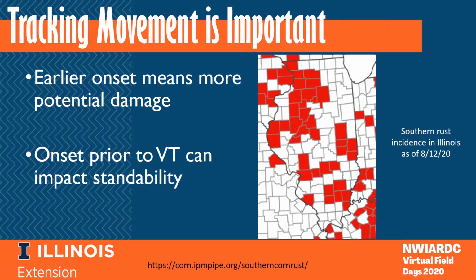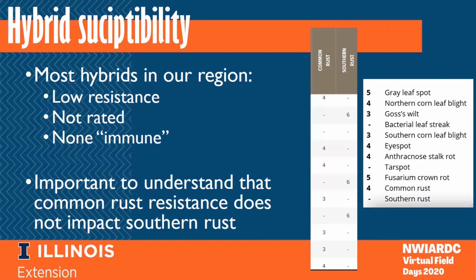Go out there and check your fields and look for this, see where you're at, and check to see if there's something you might need to do management-wise. Some of the things to keep in mind too are hybrid susceptibility. Hybrid susceptibility is usually one of the management practices we recommend when we're talking about integrated management for plant diseases.